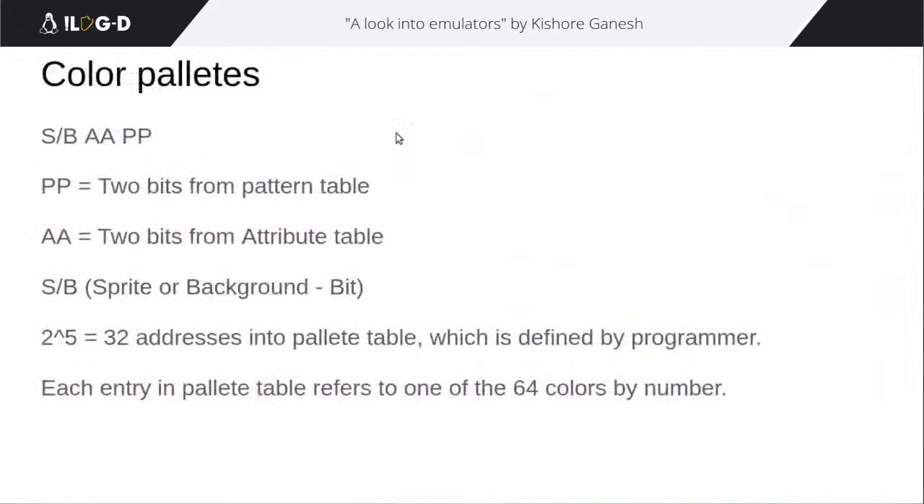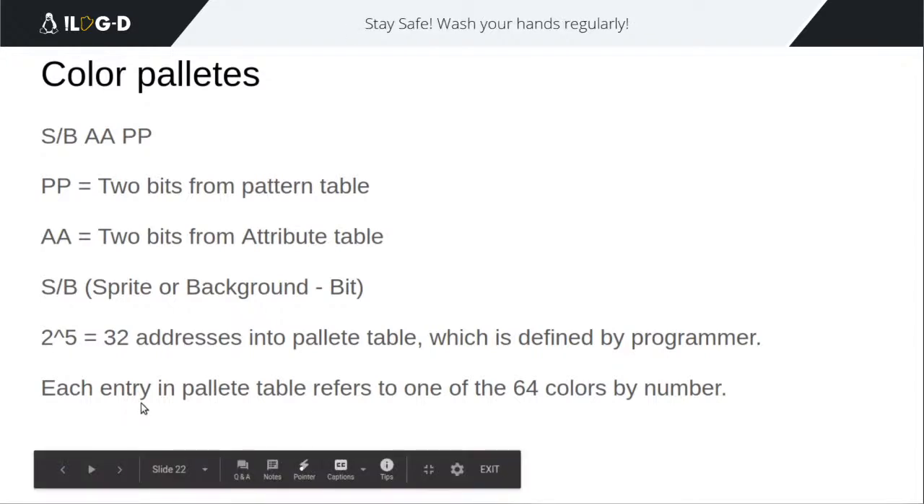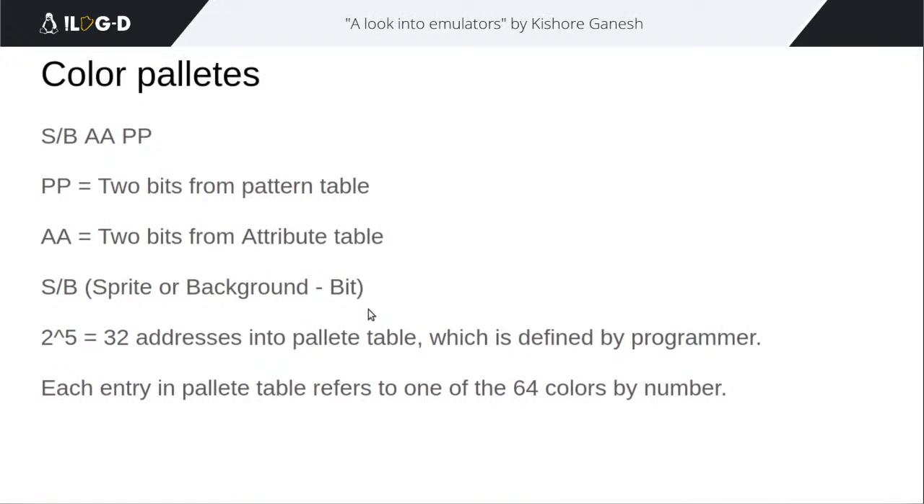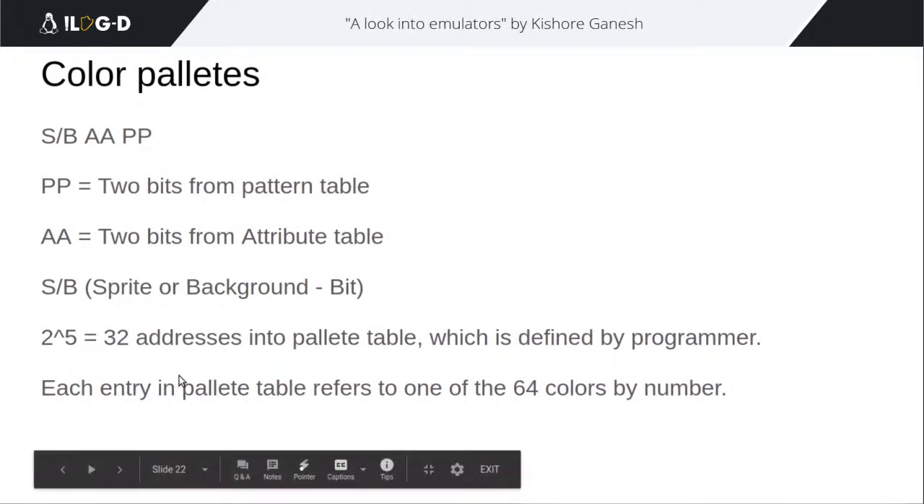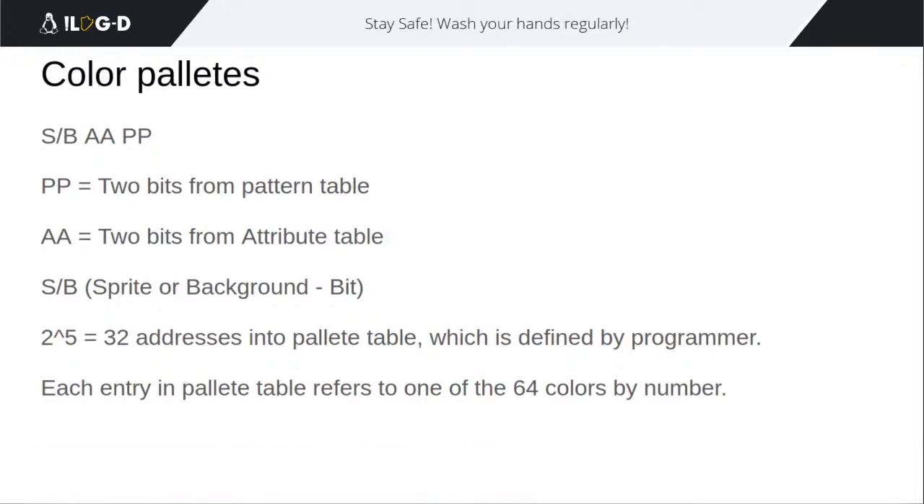Right, so this is where all of this information actually comes together. The NES has a total of 64 colors, and at a time only 32 colors can be used to display something on the screen. The programmer chooses these 32 colors and puts them in a table called a palette table. And for referring to each one of these 32 colors, you need 32 addresses, which means you need 5 bits.